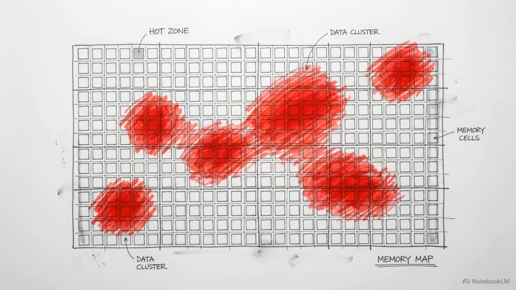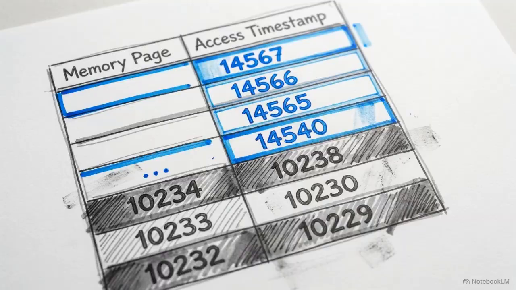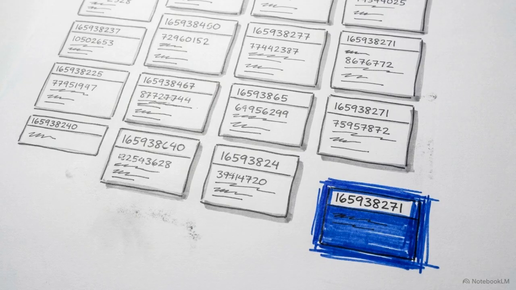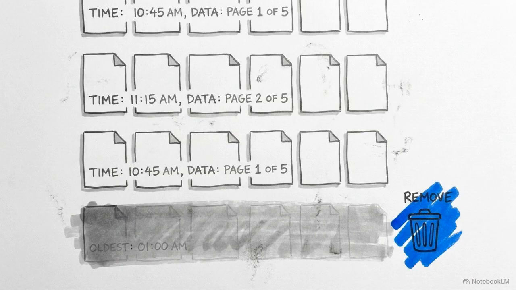LRU relies on a principle called temporal locality, the observed baseline that if a program has used a specific memory page recently, it is likely to request that same page again soon. Following that logic to its inverse provides the eviction rule. The page that has sat inactive for the longest duration is the candidate most likely to be safe for removal.